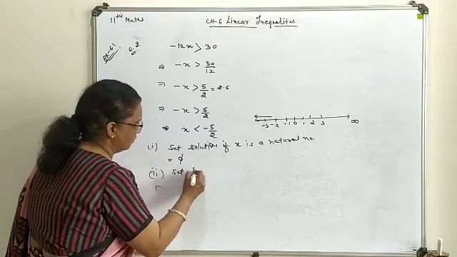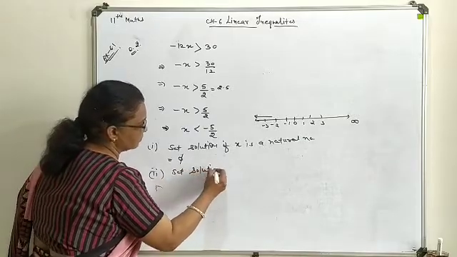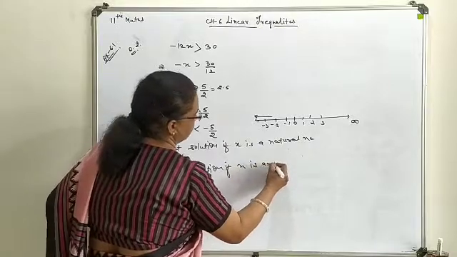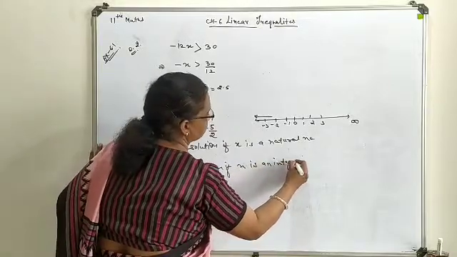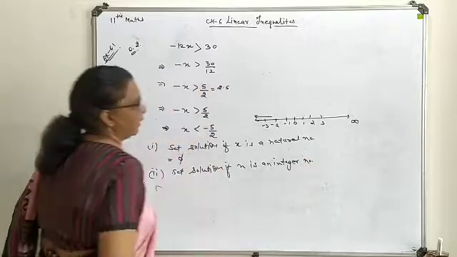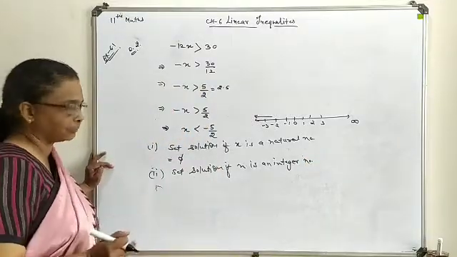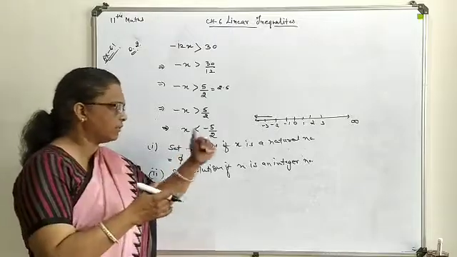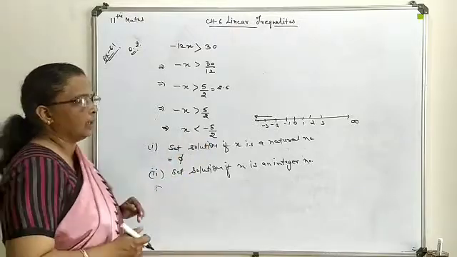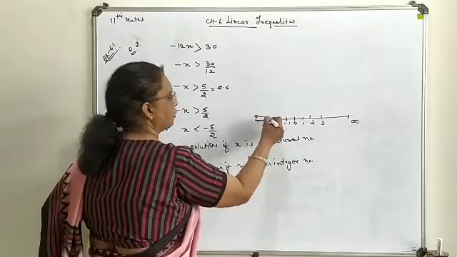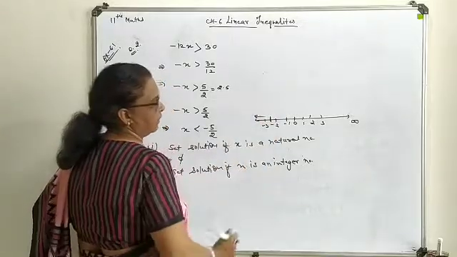Set solution if x is an integer. If x is an integer value, what will it be? In integers, the numbers in between are not available as a solution. So what will you have? Here your 2.5 with negative solution will be written.